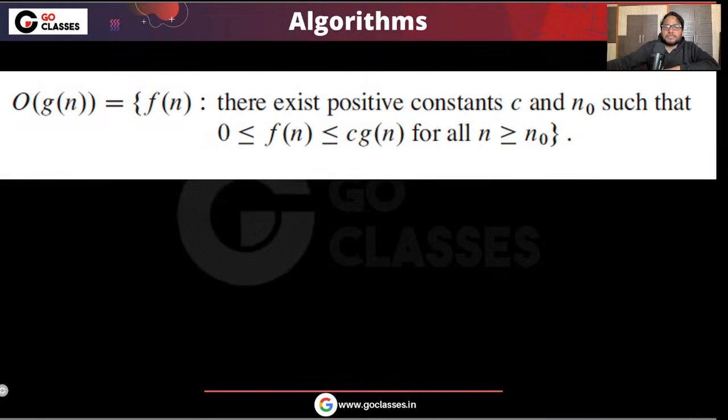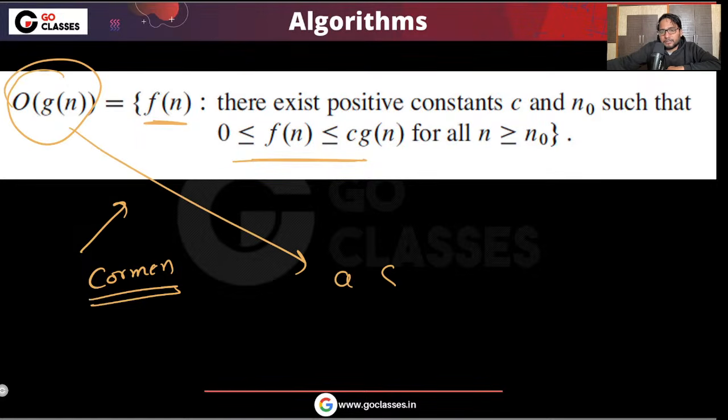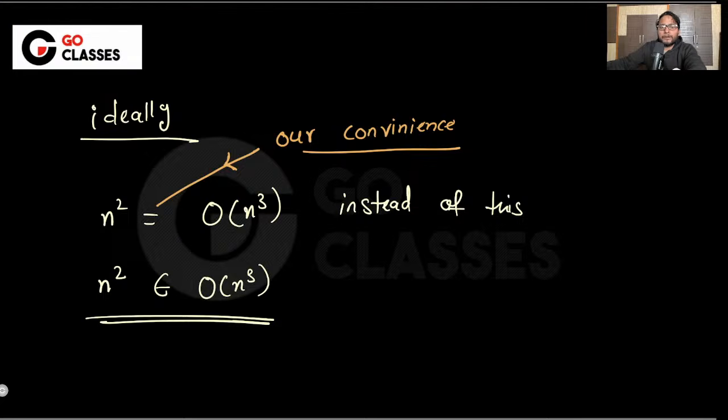I have taken this from Cormen. They are saying this is a function, and there exist some positive constants such that this holds. They are saying that order of g(n) is a set of functions such that this is true. It is just a set, a set of functions. So we should ideally be writing belongs to, but we write equal. This is for our sake of convenience.